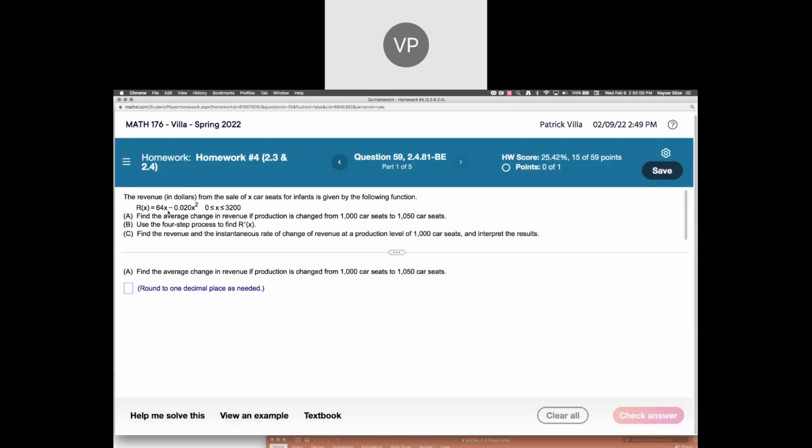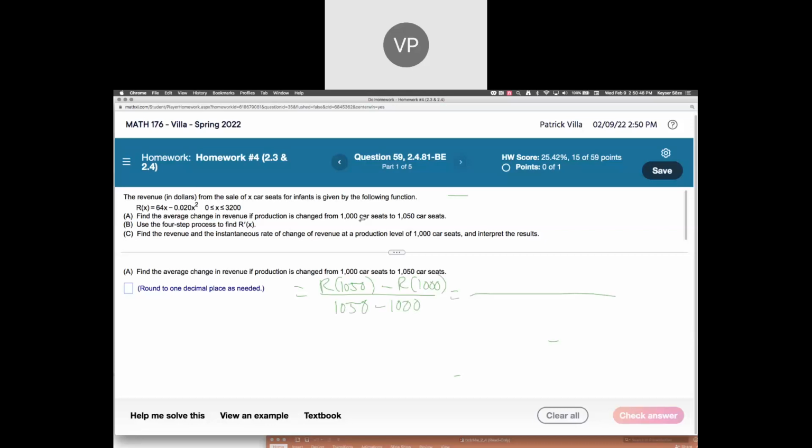One of our revenue problems, and it's very similar to the one that we did earlier. This is talking about car seats, and it's saying this is the revenue function when you go between 0 and 3,200 seats made. Find the average rate of change in production from 1,000 to 1050. So remember how the average rate of change goes in this one. Okay, so average rate of change, the formula is, let's find f of 1050, what we finished with, subtract what we started with, and correction, it should be the revenue function, not the f. I'm just used to writing f, but the r function, the revenue of each, and then on the bottom we go with the 1050 minus the 1,000.